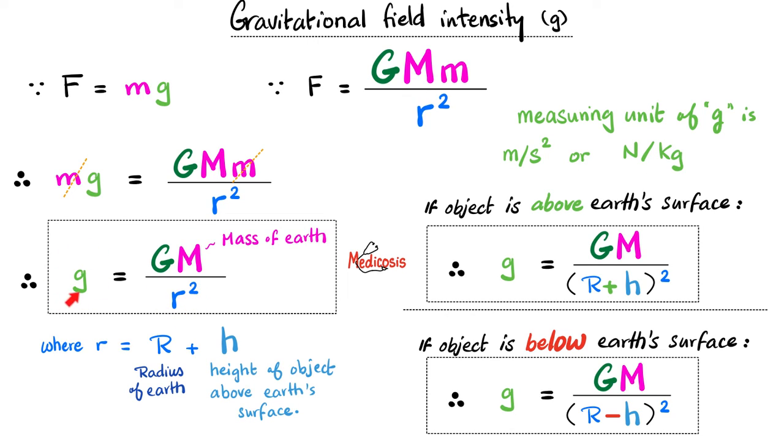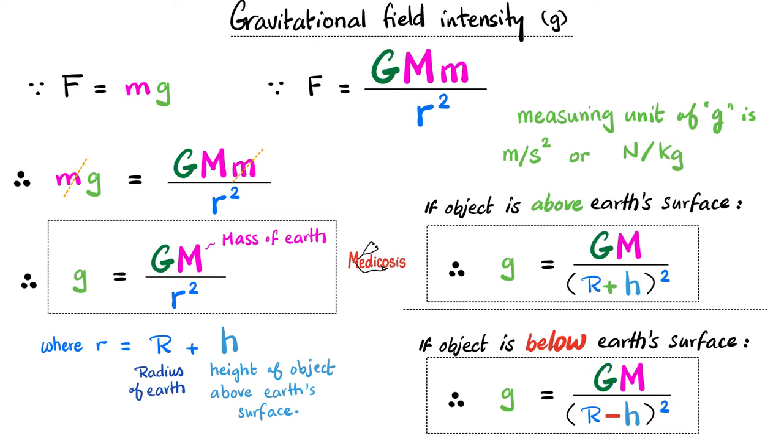And what do you call the small g now? Gravitational field intensity. As you see, it's inversely proportional to the distance. Which means if I get far away from the Earth, the distance goes up. And the gravitational field intensity, or the ability of the Earth to attract me, goes down. Because these two entities are inversely proportional.